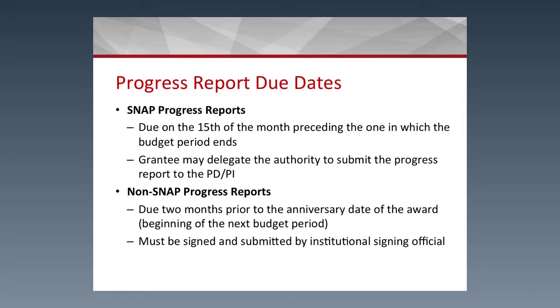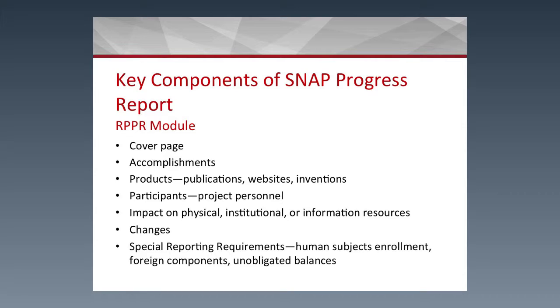SNAP and non-SNAP progress reports have different requirements and components that must be included as part of the submission. For the SNAP progress report, again, which is submitted through the RPPR module, you must include a cover page, a list of accomplishments, products such as publications, websites, and inventions, participants. For participants as part of the SNAP progress report, this refers to key personnel. You also should include information regarding impact of physical, institutional, or information resources as part of any infrastructure work that is being conducted as part of this award.